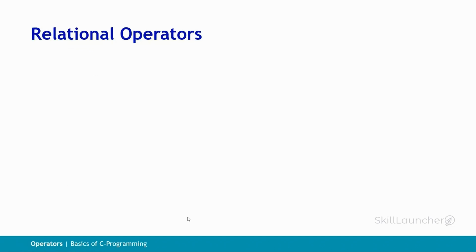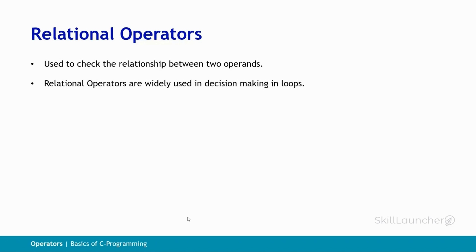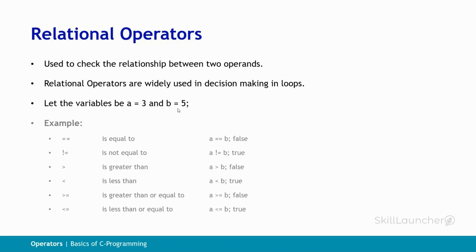Now comes the relational operator. The relational operator checks the relationship between two operands. If the relation is true, it returns 1, and if the relation is false, it returns 0. Relational operators are widely used in making decisions in loops. Let's say we have two variables, int a equals 3 and int b equals 5. Now let us apply some relational operators onto them.